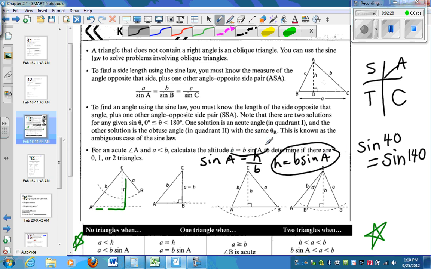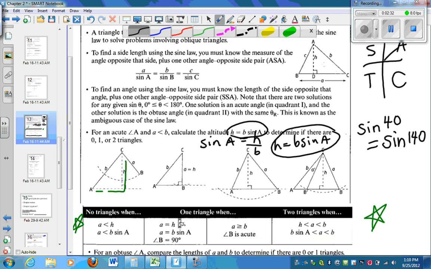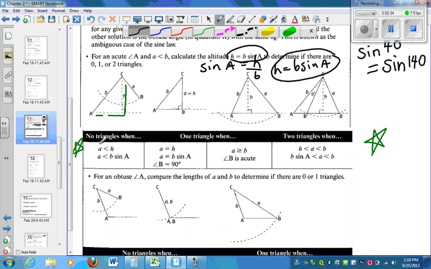So we use the altitude, or the height, to determine if there are 0, 1, or 2 triangles. Here are all the cases. If a is less than the height, or a is less than b sine A, remember height is just b sine A, there are no triangles. If a is equal to h, or a is equal to b sine A, then angle B is 90. If a is greater than b, it's one triangle, and there are two triangles in this case. So you can kind of visualize what they're talking about here.